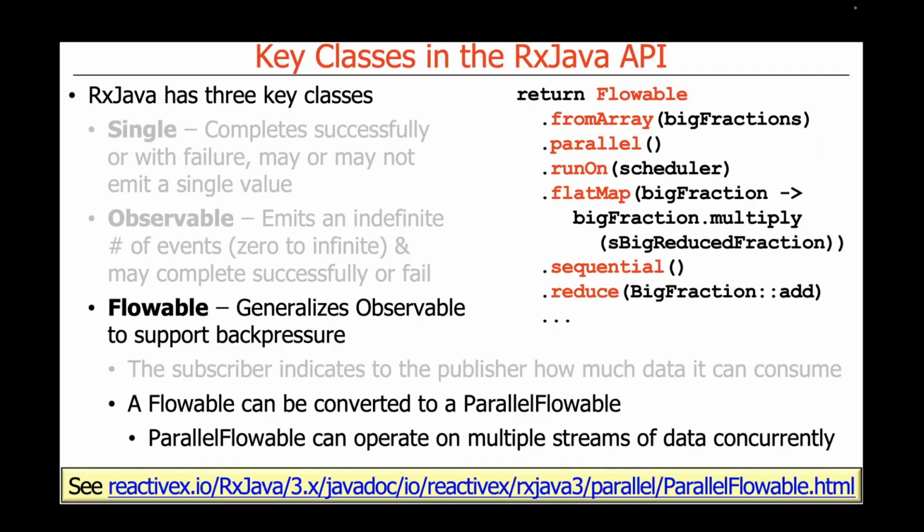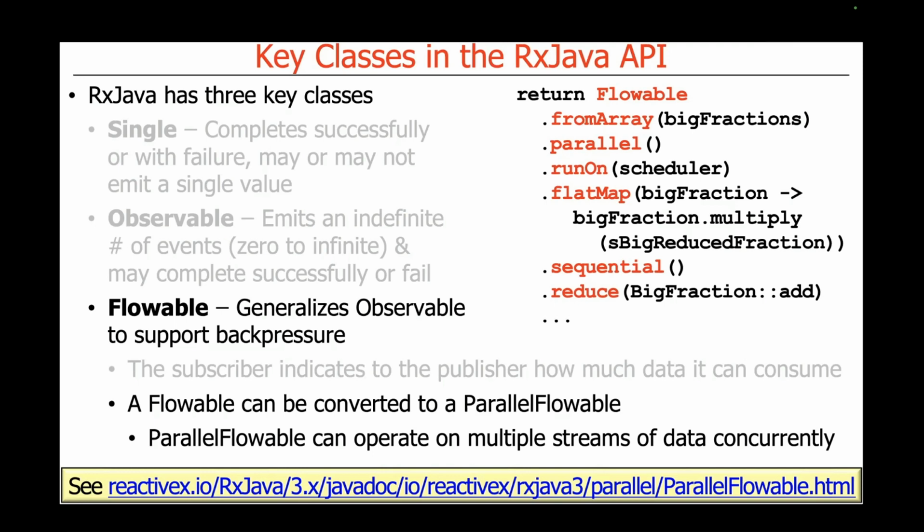And something to note here that's really important, because it figures in quite prominently in assignment number 5, is that a flowable can be converted into a parallel flowable. And a parallel flowable can then operate on multiple streams of data concurrently. So parallel flowables are kind of like combining Java parallel streams with Java completable futures in a very cool way that will simplify the way that you write reactive concurrent code.